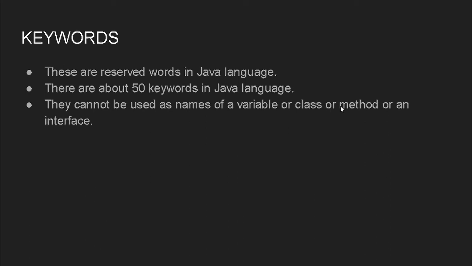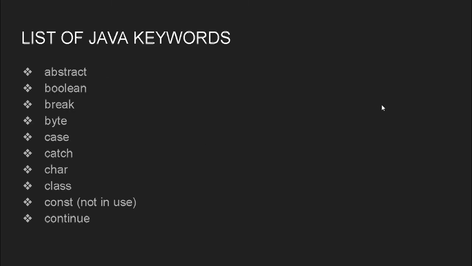Now let us go to the next slide. These are the different kinds of keywords. In this tutorial I will mainly discuss in detail where we are going to use them and what the basic usage of these keywords is. The first keyword we are going to discuss is abstract.